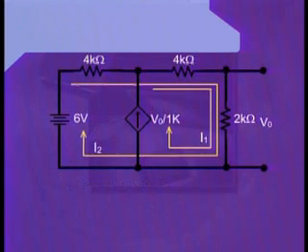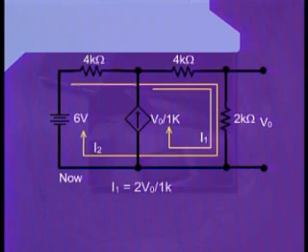Now, if we go for the mesh number 1, we can see that there is only one current source which is providing the current for the mesh number 1, and this current source is voltage dependent. Having the current value in terms of resistance and voltage as 2V0 divided by 1K.